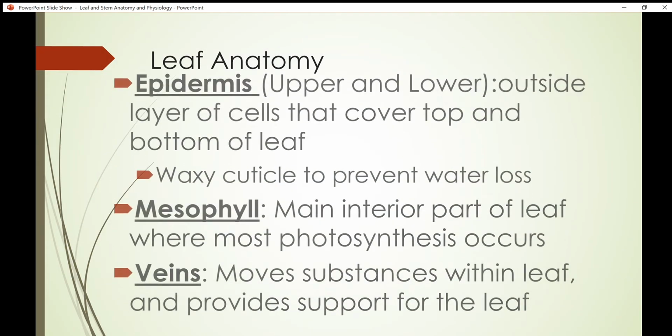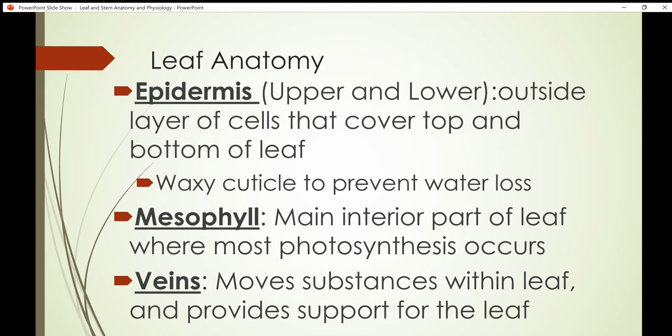So looking at some leaf anatomy, we're going to see a picture in a bit. We have the epidermis, upper and lower, just like the stem, an outside layer of cells that cover the top and bottom. There's a waxy cuticle to prevent water loss. We also have something called mesophyll. That's the main interior part of the leaf where most photosynthesis occurs. That's where the chlorophyll or chloroplasts are.